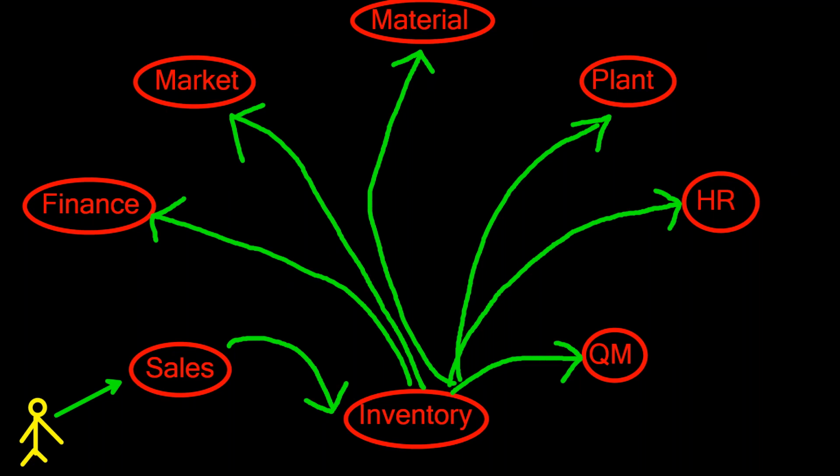So if I want to purchase a car, behind the picture these are the departments that should be involved: sales department, inventory department, material department, plant department, HR, quality maintenance department, finance department, and marketing. These are the main departments. All of these departments are involved, and only then does the product reach the customer, right?